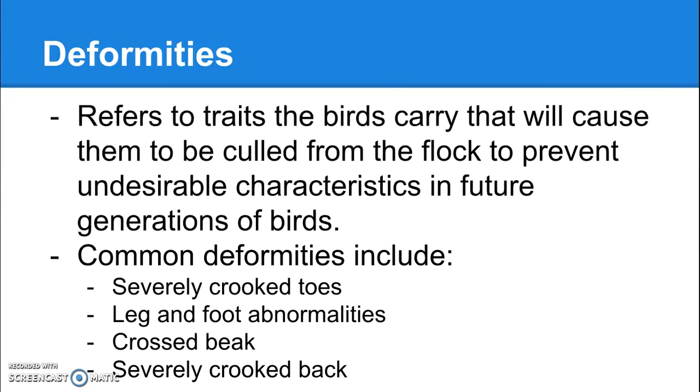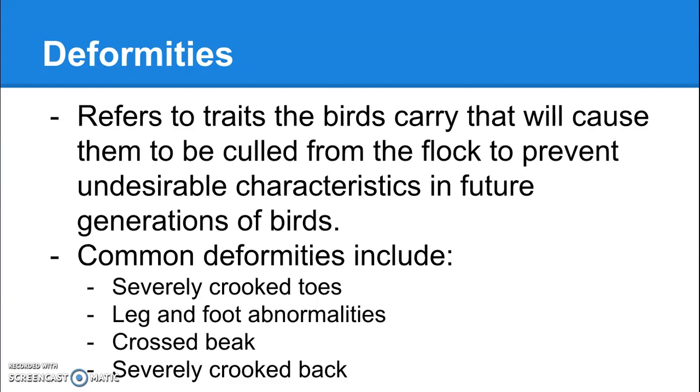So deformities. These refer to traits that the birds carry that are going to cause them to be culled from the flock, or removed from the flock, to prevent those undesirable characteristics being passed on to future generations. Common deformities include severely crooked toes. This causes the bird a very difficult time walking. Leg and foot abnormalities, so very crooked legs, things like that. A crossed beak could be a problem because they won't be able to take in food quite as well, which means they're not going to be able to produce as much meat.